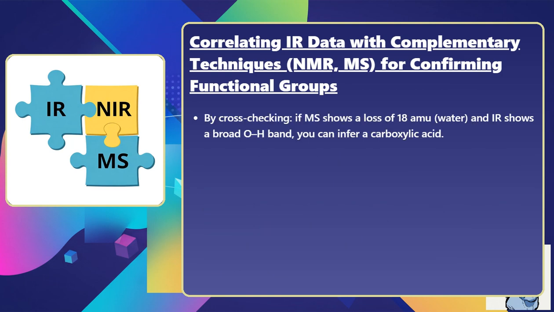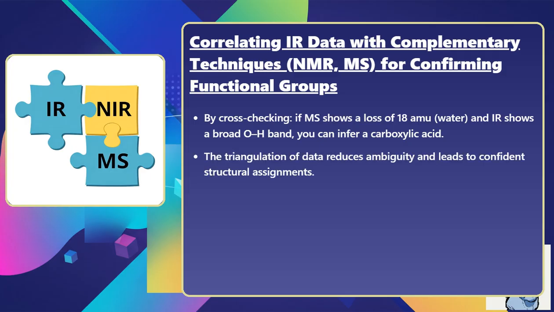By cross-checking, if MS shows a loss of 18 atomic mass units, water, and IR shows a broad OH band, you can infer a carboxylic acid. The triangulation of data reduces ambiguity and leads to confident structural assignments.